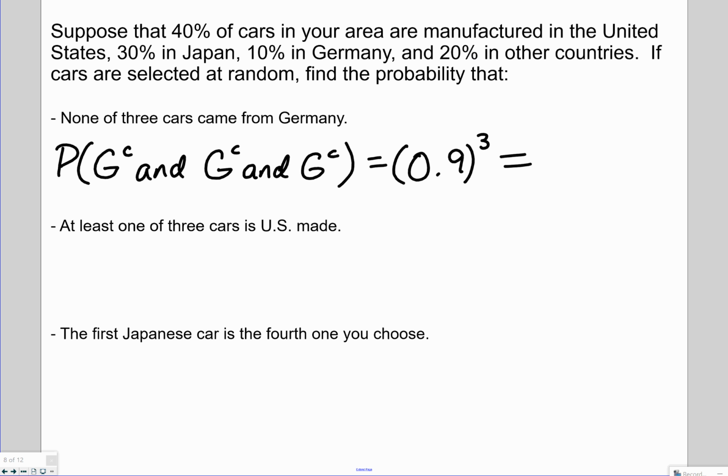81 times 9. It's a big number. It's actually a smaller number. Okay, excellent. Very good. Well done. 0.729. Yeah, those are different. 0.729. So, what's the likelihood that the 3 cars we look at in a row are not German? Almost 73%. That's pretty likely. Which makes sense, because German cars make up what percentage of all the cars? 10%, which is not high.